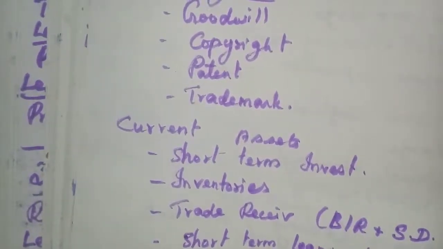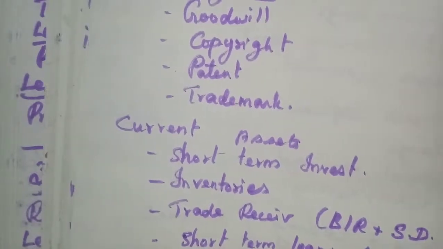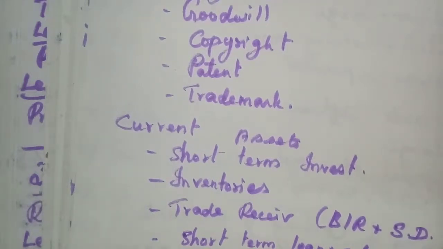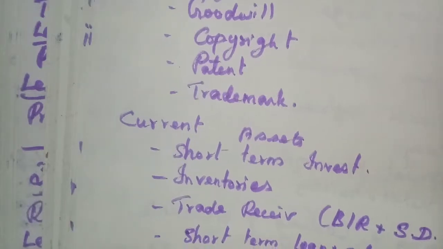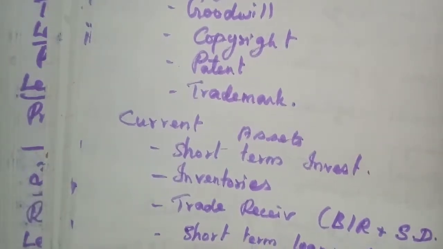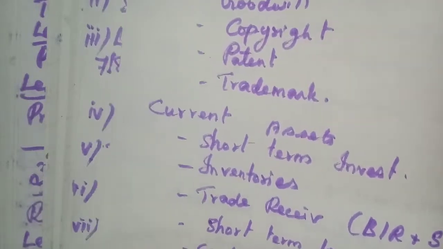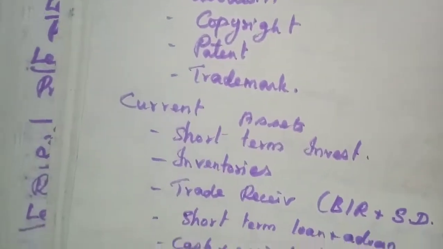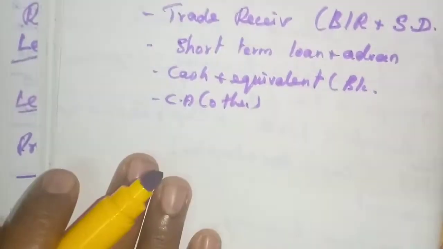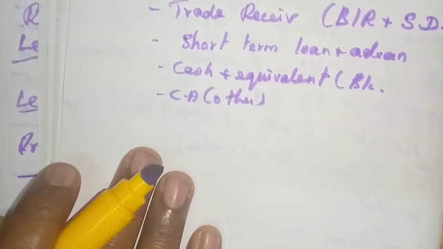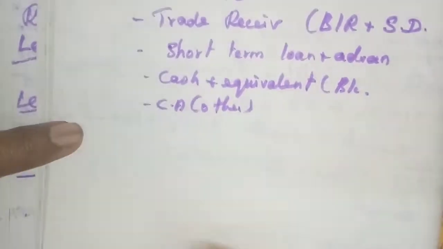Cash equivalent means equal to cash. For example, cash at bank: we can withdraw it immediately within the same day, isn't it? So that is also equal to cash. Then any other current asset, we can say the prepaid expenses, then accrued income but not received. That will come under this heading. So that is the assets we have seen.